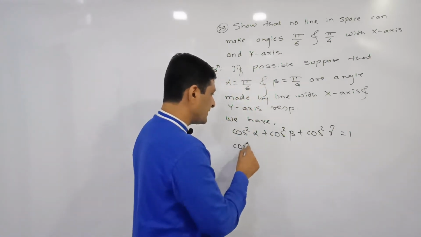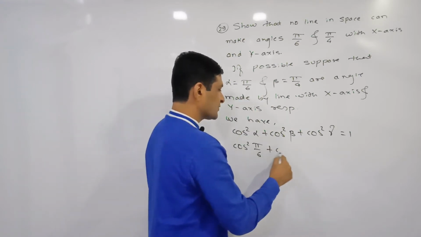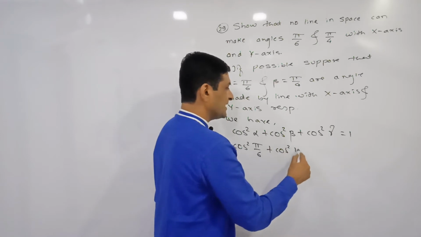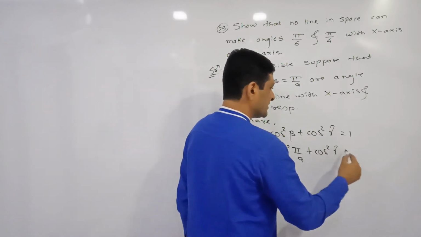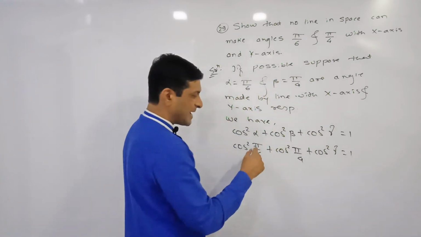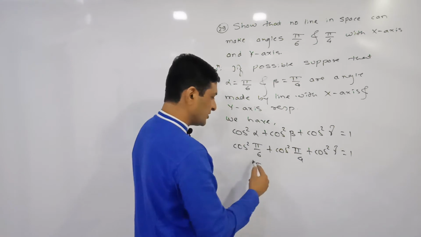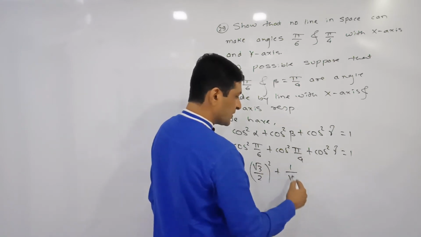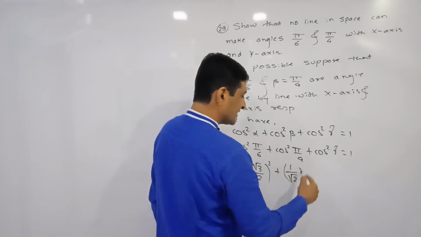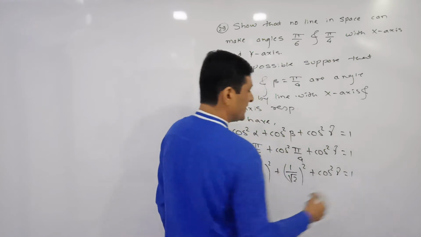Now we are substituting the values. So cos square alpha, what is the value of alpha here? Pi by 6, plus cos square beta, beta is how much? Pi by 4, plus cos square gamma, keep it as it is, equals 1. Cos pi by 6 means cos 30, and we know that cos 30 is root 3 by 2, keep this square as it is. Cos pi by 4 means cos 45 is 1 by root 2, keep this square as it is, and on this side cos square gamma equals 1 as it is.